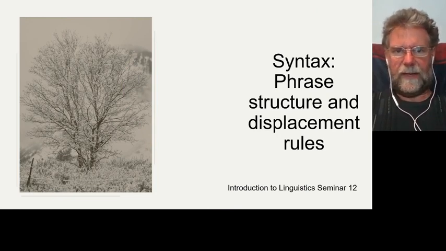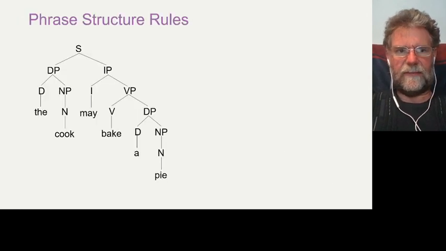Today we're going to be looking at the last part of syntax, where we're going to be investigating the kinds of rules that we use in syntax to produce the kinds of analyses, the tree diagrams and labelled bracketings that we use to describe the structure of sentences. Let's first off start by looking at the kinds of structures that we've been supposing.